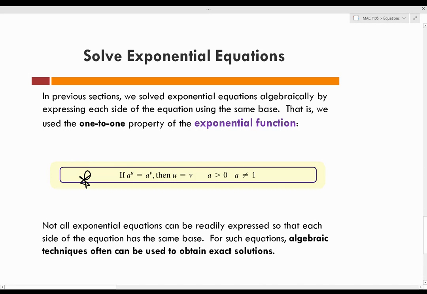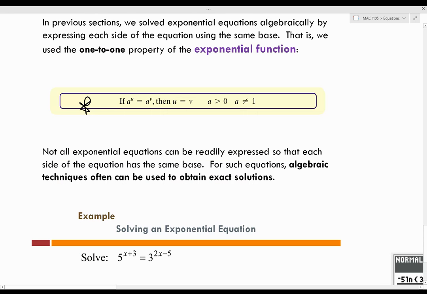So we have this rule here. Okay, that said, if a to the u equals a to the v, then u equals v when a is greater than 0 and a does not equal 1. Okay, but unfortunately, not all exponential equations can be readily expressed so that each side of the equation has the same base. For such equations, algebraic techniques often can be used to obtain exact solutions. Okay, so let's try the following example.